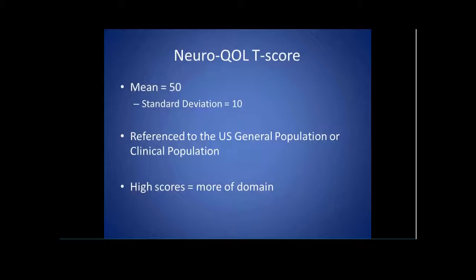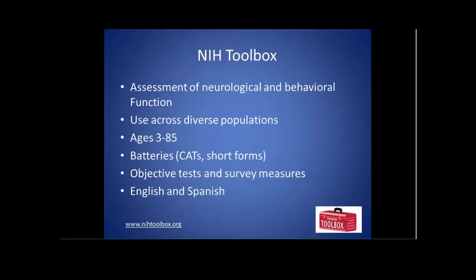Our third measurement initiative is the NIH Toolbox. The NIH Toolbox was interested in providing assessment of neurological and behavioral function. And unlike the other two initiatives that were focused on measurement for individuals with chronic conditions, Toolbox was interested in measurement across diverse populations, including well individuals. The Toolbox also has a lower age limit. It goes down to age 3, all the way to age 85.